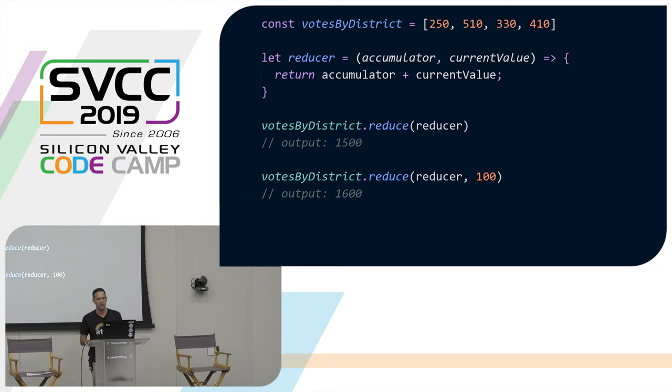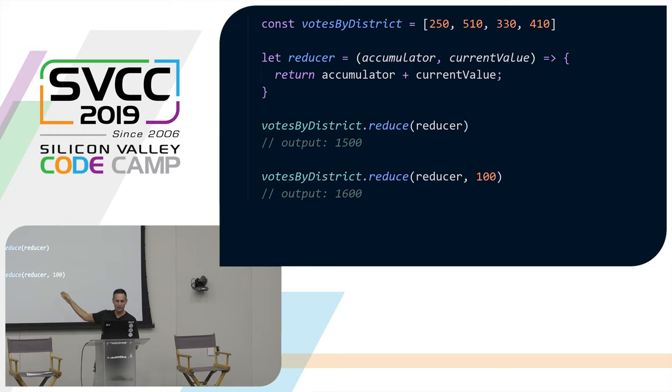Let's say that we have a bunch of different districts that have all voted, and we want to just know how many people voted in all the districts. Well, we could write a reducer that takes the votes by district and runs through them all, and we have an accumulator and a current value. And we're constantly returning the accumulator plus the current value. So 250 plus 510 plus 330 plus 410. So if we run the reducer using this reducer right here, I know there's a lot of reduce terminology in here.